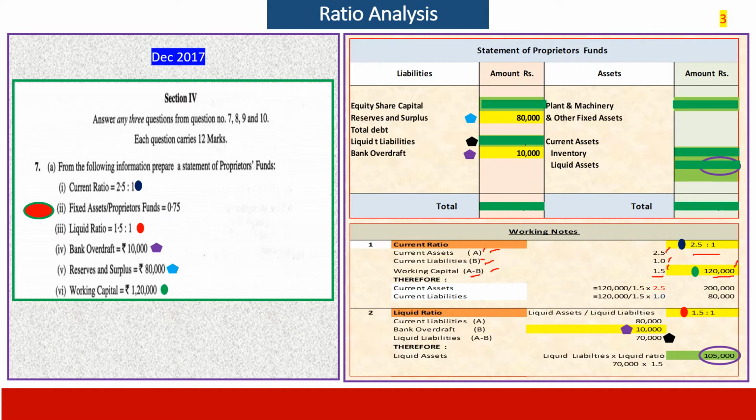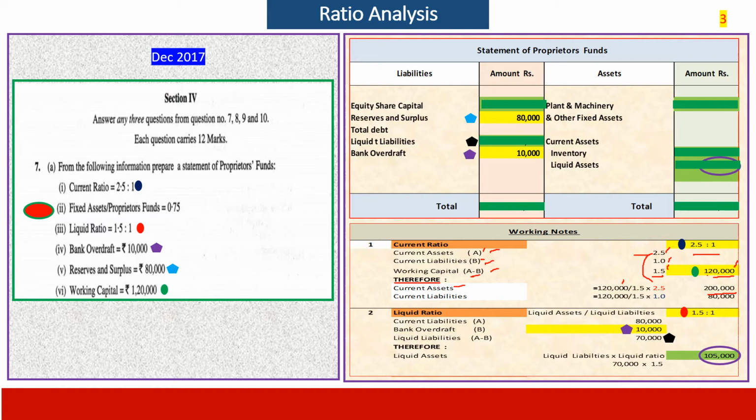Now you know what we are going to do. If 1.5 is equal to 1,20,000, how much is 2.5? That will be current assets. If 1.5 is equal to 1,20,000, how much is 1? That will be current liabilities. This is exactly what we are doing. Therefore, current assets equals 1,20,000 divided by 1.5 multiplied by 2.5. That is the value of current assets. We have derived the figure.